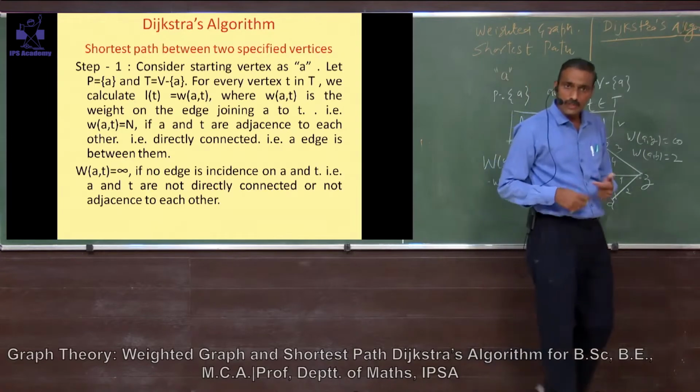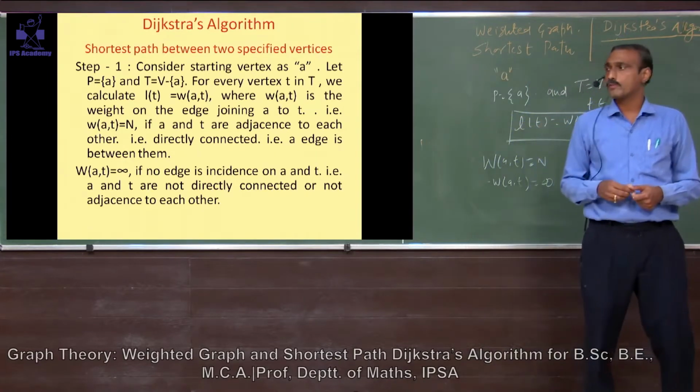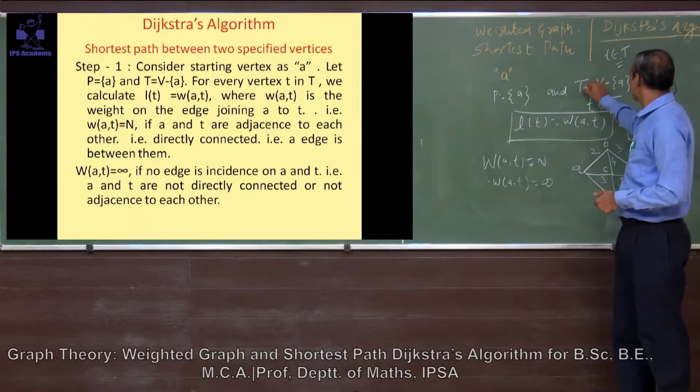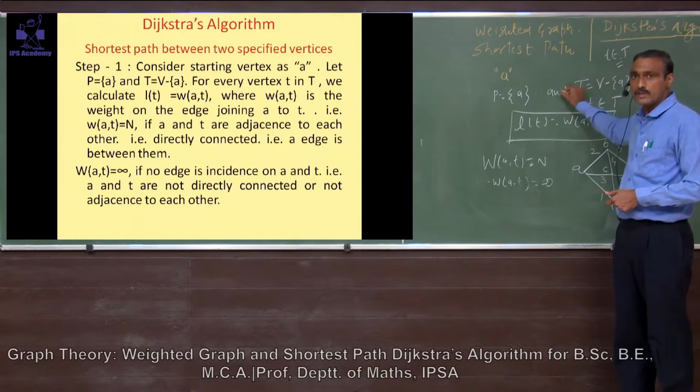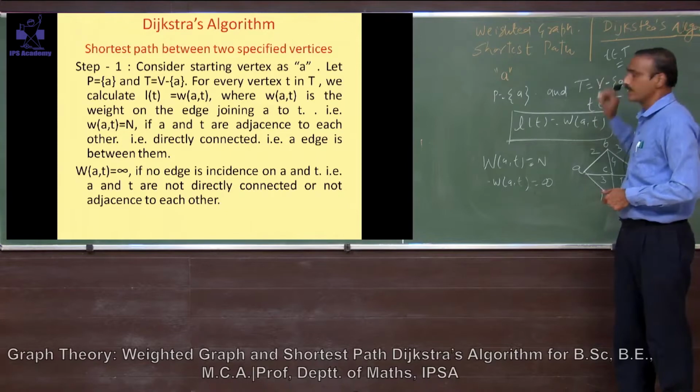Similarly, we can find W of A comma t for all other vertices, where t belongs to capital T, and capital T is the subgraph of G obtained by removing one vertex A from V.